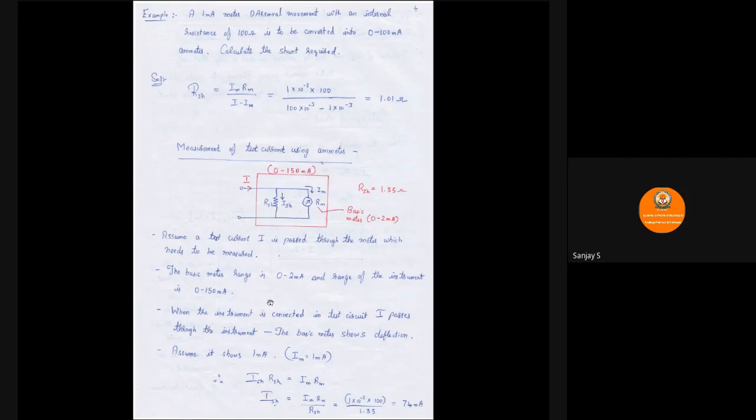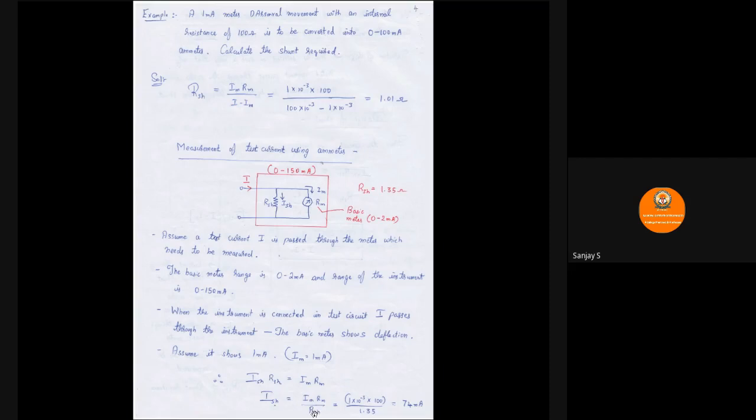Whenever you connect this, current flows through it. It shows some deflection. That deflection is nothing but Im. Let us assume it will show 1 milliampere, for example. Then I know the value of Rm, which is fixed here, which is 100. Rm is basically fixed. So I shunt will be equal to Im Rm by R shunt.